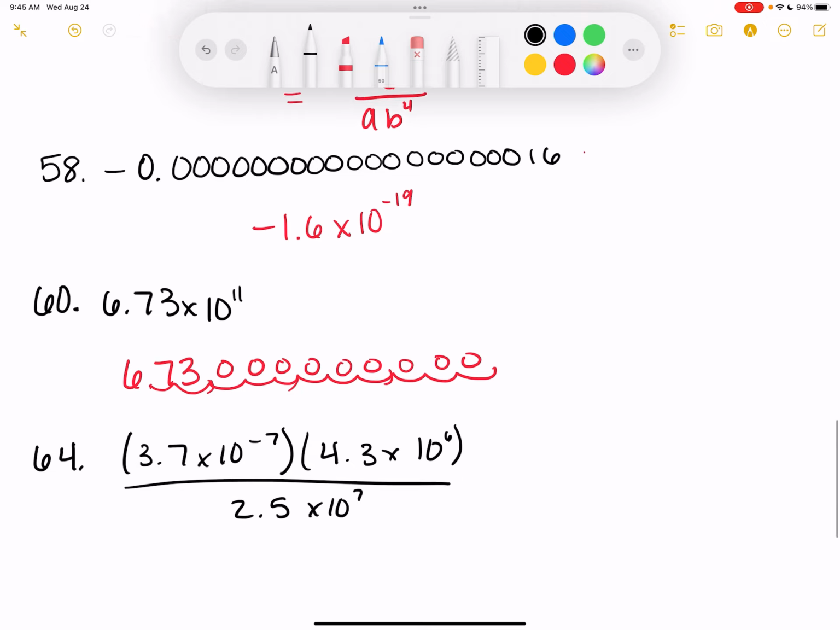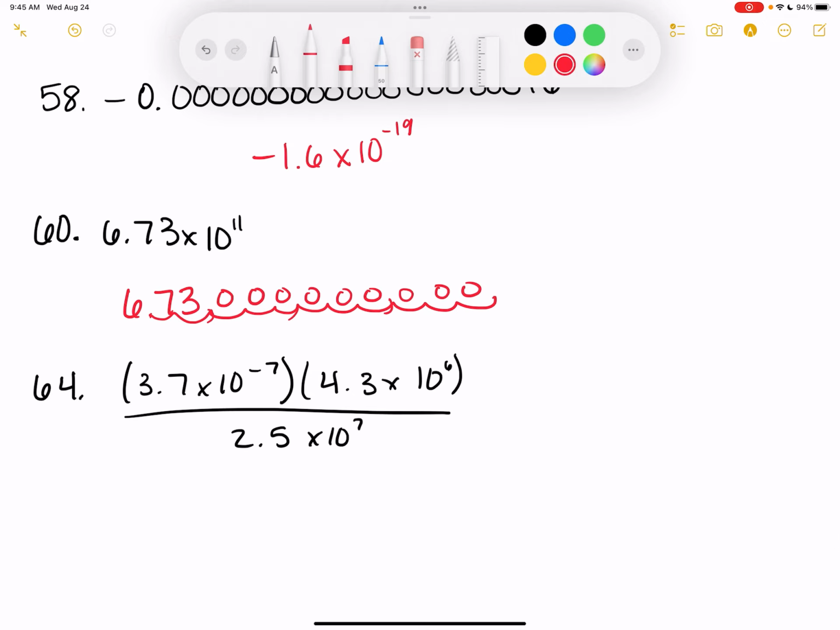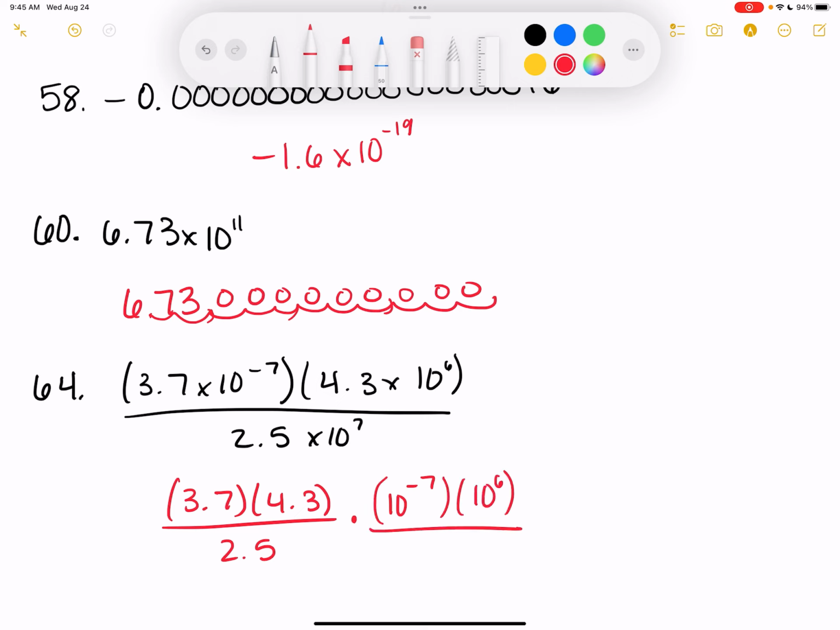So let me show you how to rewrite this in order to make it easier for you. By the front thing: 3.7 times 4.3 divided by 2.5. And then on a separate one, 10 to the negative 7 times 10 to the 6th over 10 to the 7th. Now what would you do with the right side? Ignore the left.